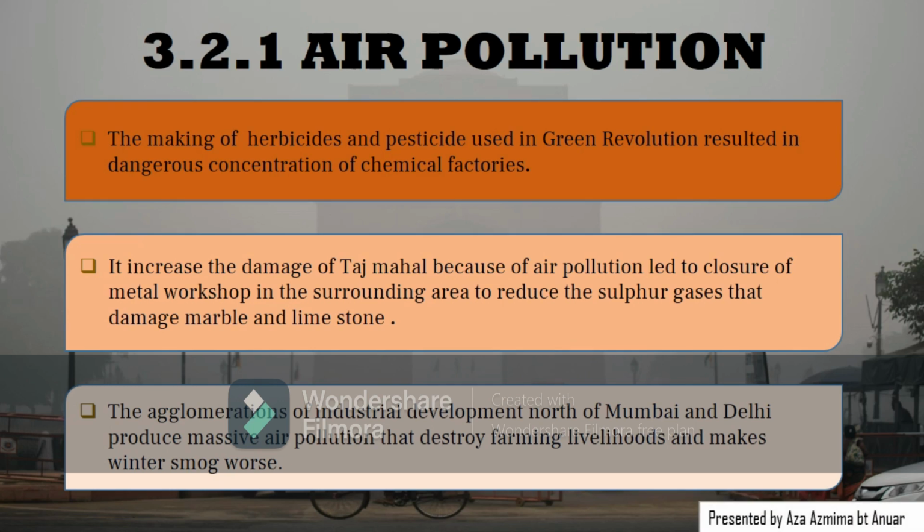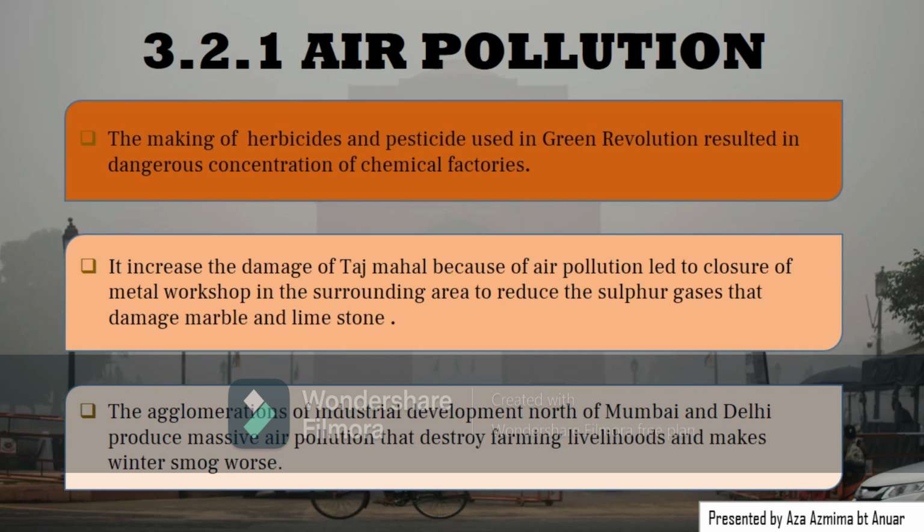Second is human-induced. First is air pollution. The making of herbicide and pesticide used in the Green Revolution results in dangerous concentrations of chemical factories. It increased the damage to the Taj Mahal, because air pollution led to the closure of metal workshops in the surrounding area to reduce the sulfurous gas that damages marble and limestone.